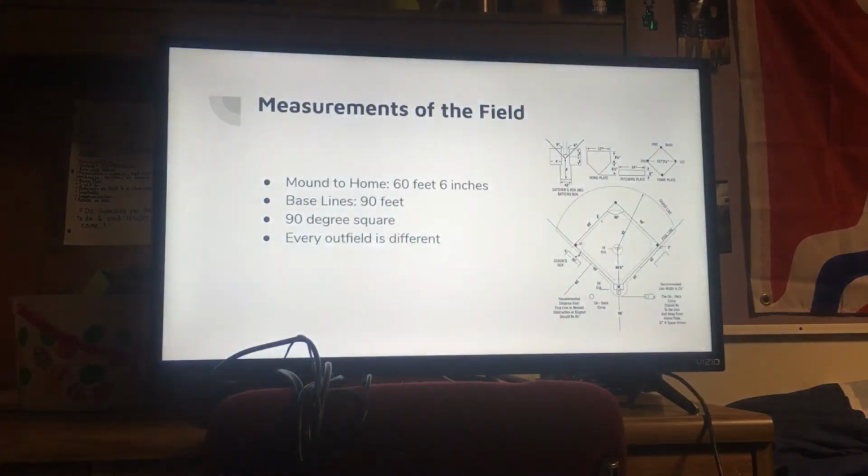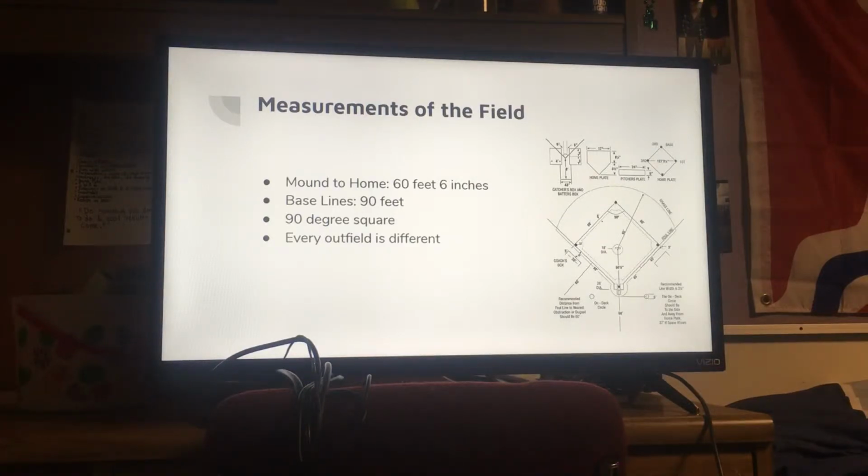So to start off with, we have the measurements of the field. As you can see, baseball on the field is very mathematical. So from the pitcher's mound to home, it is approximately 60 feet 6 inches, and it is like that for the high school age and all the way up to the pros. But at some of the lower ages, you get about 55 feet around there.